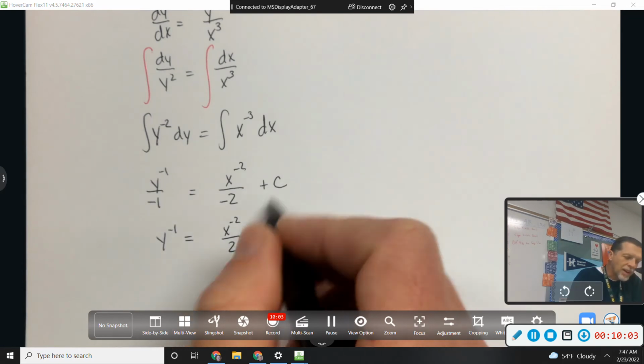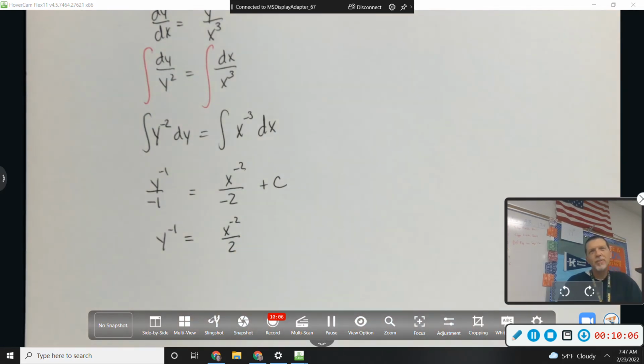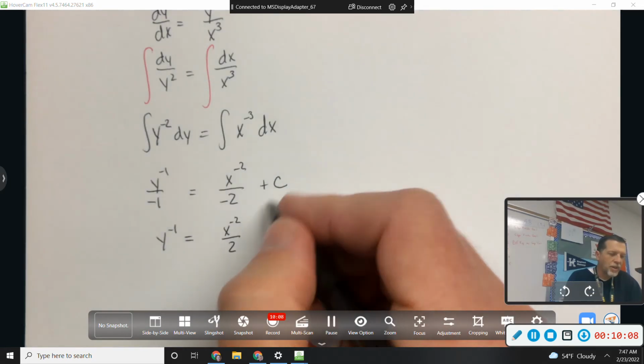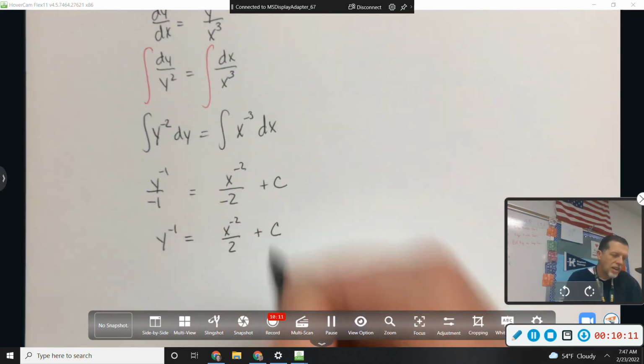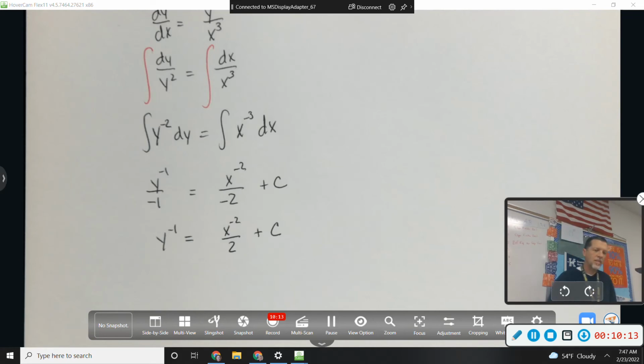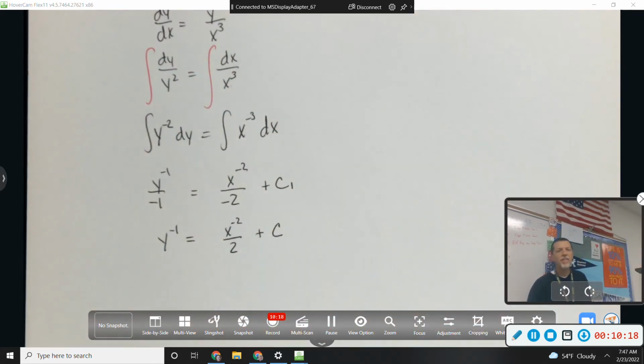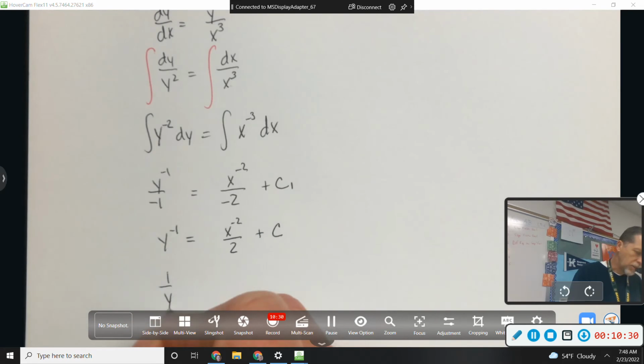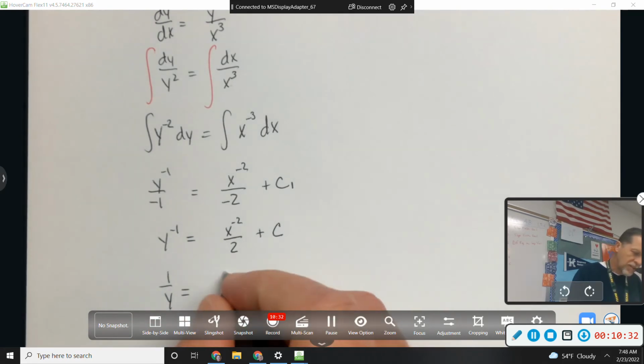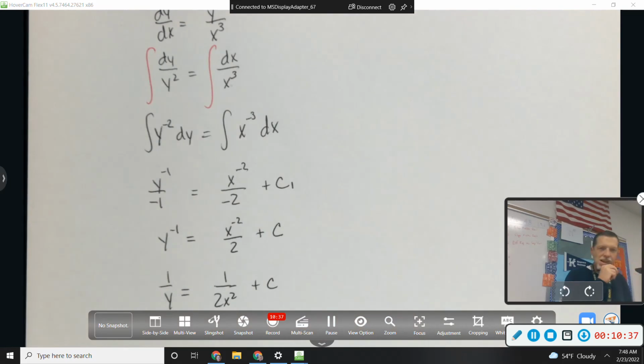I can make this minus c, or I could just leave it as plus c. It doesn't matter because I still haven't committed to what c is. So I'm just going to call it plus c, even though that's now a different c. Sometimes I'll put a subscript on it to make a note that, even though I didn't have to change the sign, that's a different value there. Okay, so that's 1 over y equals 1 over 2x squared plus c.